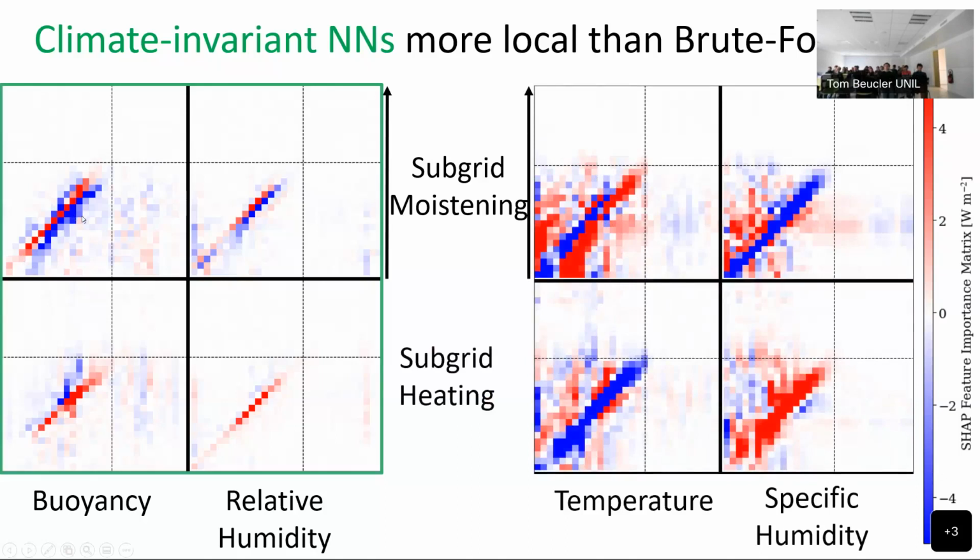And so what that means is we went from a mapping that's very non-local in the vertical, so we had temperature high up or at the bottom that would determine how subgrid moistening or heating changed at different vertical levels, to something that's much more local, because the buoyancy already takes care of a lot of how the boundary layer talks to the free troposphere. And then the relative humidity is a much better input to know when the water vapor is going to condense, because as soon as you hit 100%, water vapor is going to condense into clouds. And so you go from something non-local to local, and we hypothesize that's why the climate-invariant approach generalizes better.